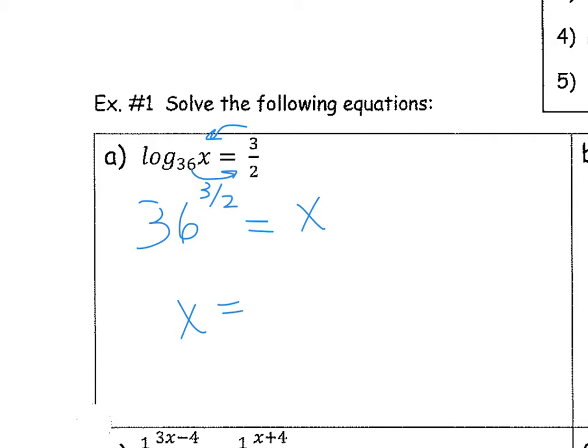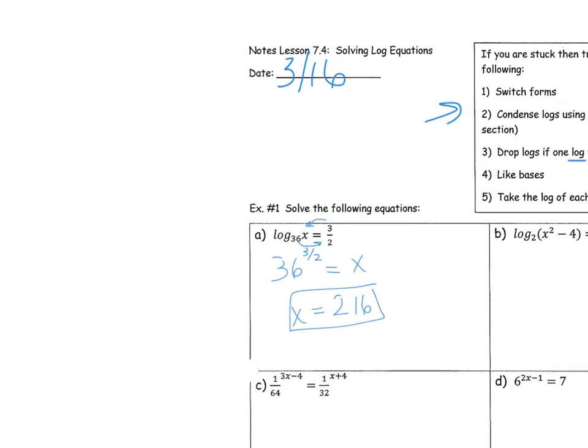So type that into your calculator. It's like taking the square root of 36 and then cubing it. So that should be 216. Okay, second one.